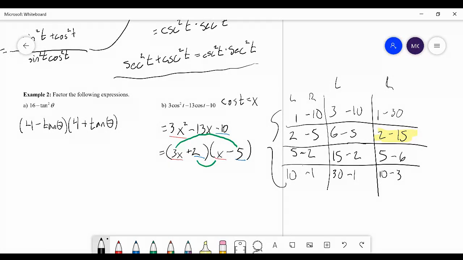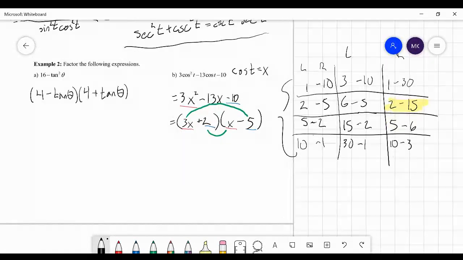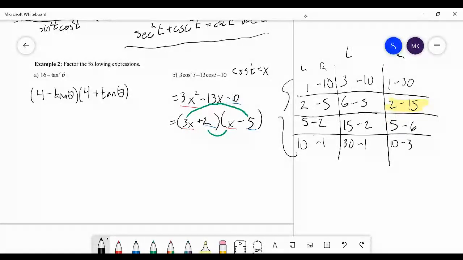It really comes down to quite a bit of guess and check. And that's why you're really hoping you don't have things like 24 that have a lot of different factors. So we just want to be careful with that. So I've now factored this to be 3x plus 2 times x minus 5. But the problem is I'm not done. The reason I'm not done is because notice in the original problem, there's no x's. So I need to now substitute cosine of t for all of my x's.